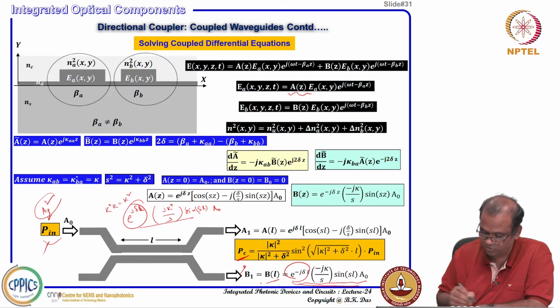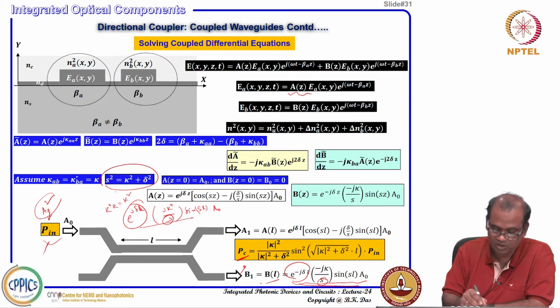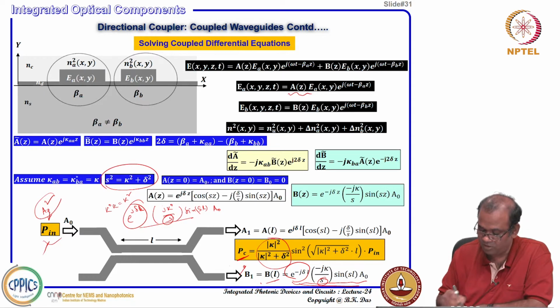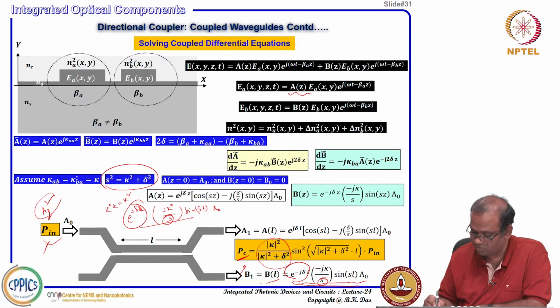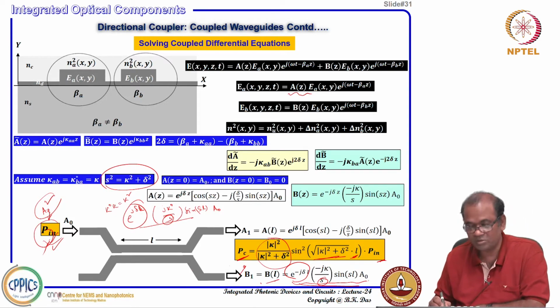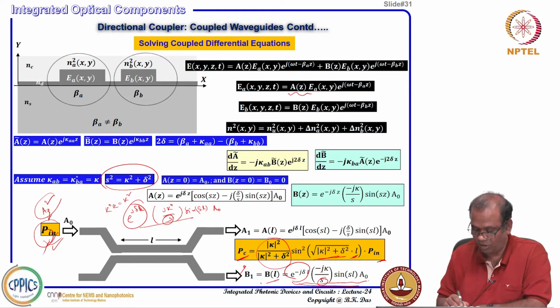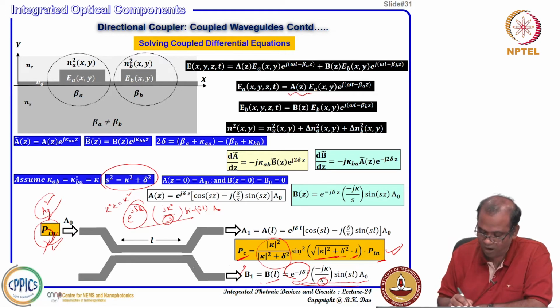So, the numerator will be kappa square, and the denominator will be one S here and another S here, since you multiply the complex conjugate. S square means kappa square plus delta square. So this would be kappa square plus delta square, and sin SL becomes sin square SL. And A naught square means P input. So if this is the P input, the cross port power will be expressed by this one. So I know how much power is coupled, and you can find out the power splitting.